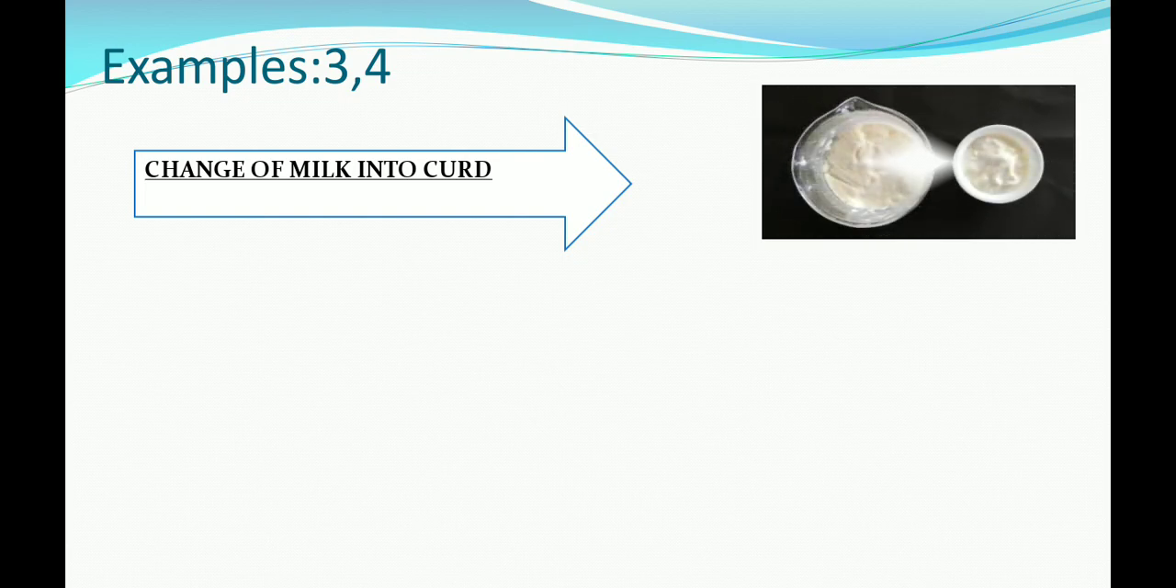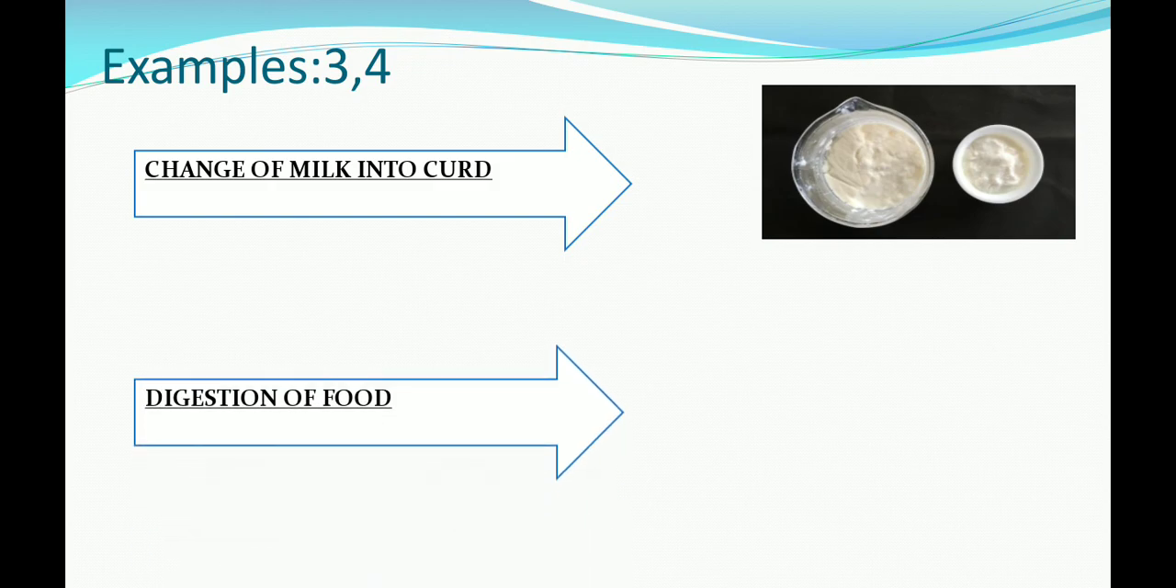Other examples of chemical change are the change of milk into curd. The change of milk into curd is a chemical reaction because the bacteria that are present in milk change the milk into curd. So the property and composition of milk and curd are different from each other, so it is a chemical change.